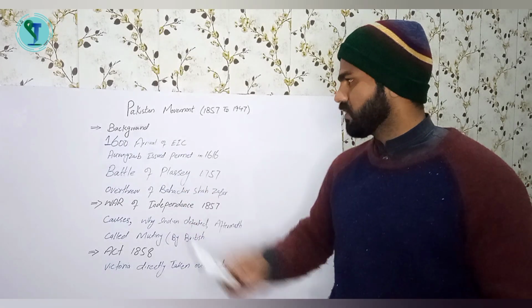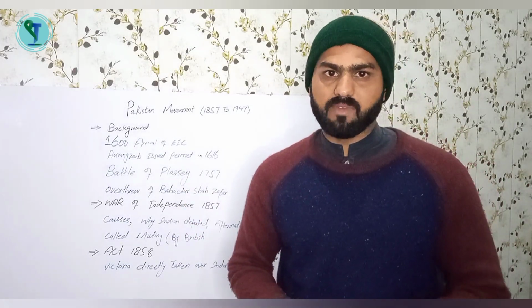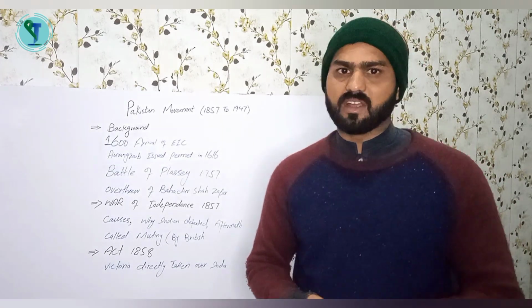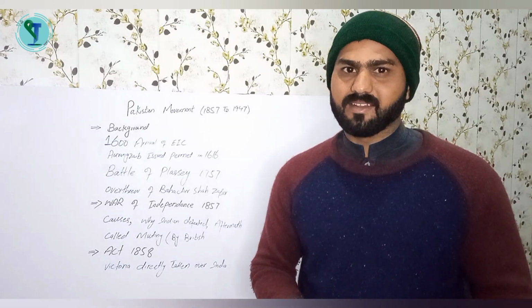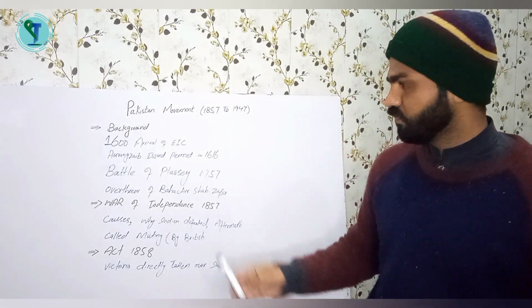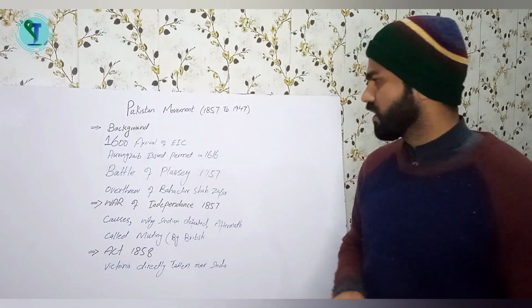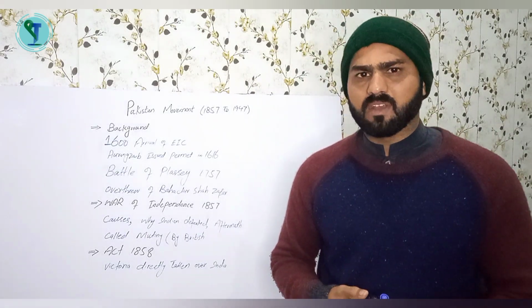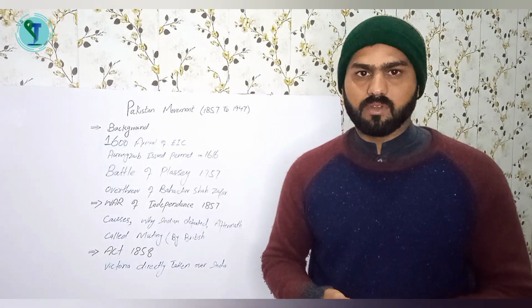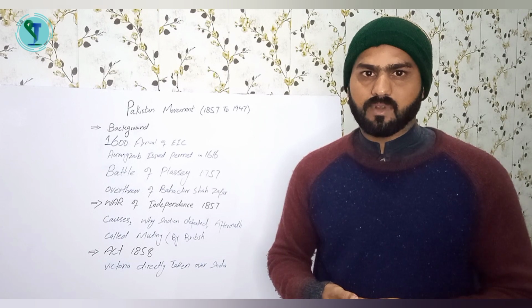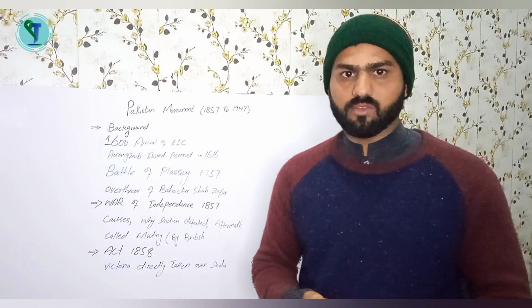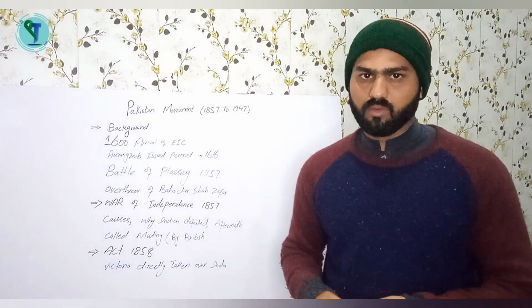In 1757, the Battle of Plassey was fought between the Nawab and the East India Company. The East India Company won the battle and dominated the subcontinent. Now, after it, the British East India Company conspired against the Mughal Empire. They overthrew the last emperor of the Mughal Sultanate, Bahadur Shah Zafar, and sent him to Rangoon.